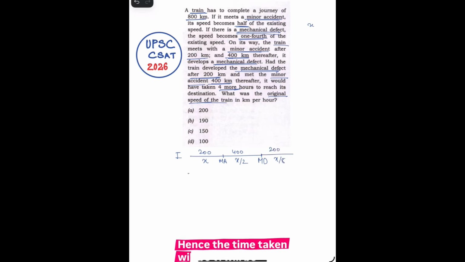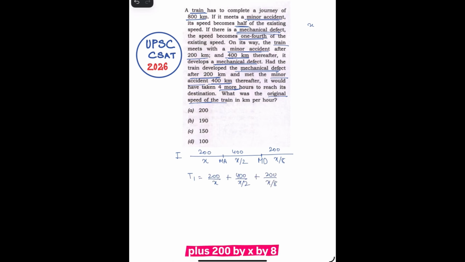Hence the time taken, t1, will be equal to 200 by x plus 400 by x by 2 plus 200 by x by 8. So this is equal to 200 by x plus 800 by x plus 1600 by x. So this is equal to 2600 by x.